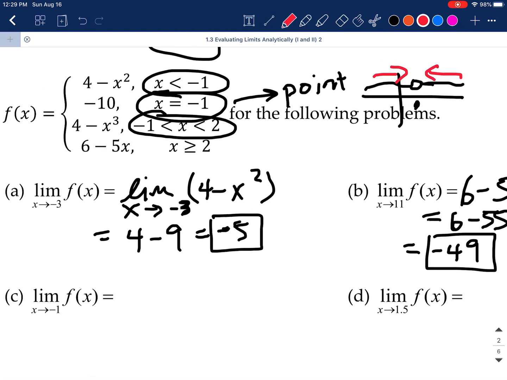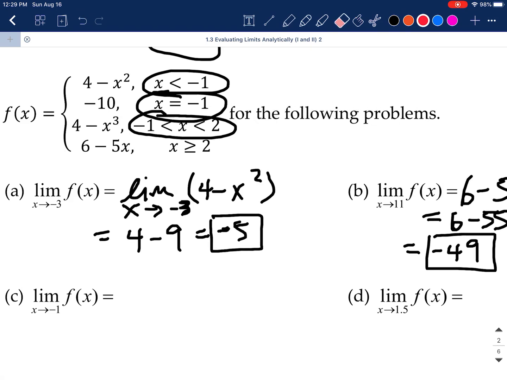So the limit would still exist. So the point value doesn't matter for the limit. It will matter in the next section for continuity, though. Okay, so we need to figure out what's happening.